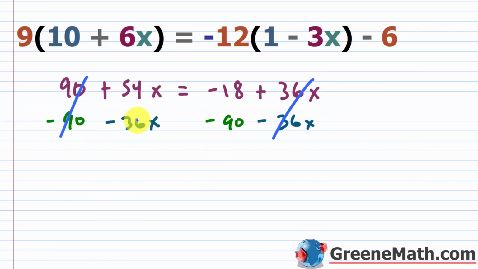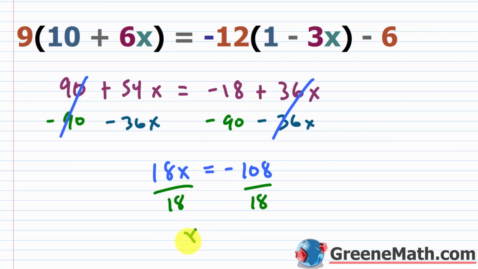So then 54x minus 36x is going to be 18x. And this is equal to, if I do negative 18 minus 90, that's going to be negative 108. And again, once you get into this format, you're just dividing each side by 18, the coefficient of x. We're going to get that x is equal to, we know negative divided by positive is negative, and then 108 divided by 18 is 6. So you would have x equals negative 6 as your solution.